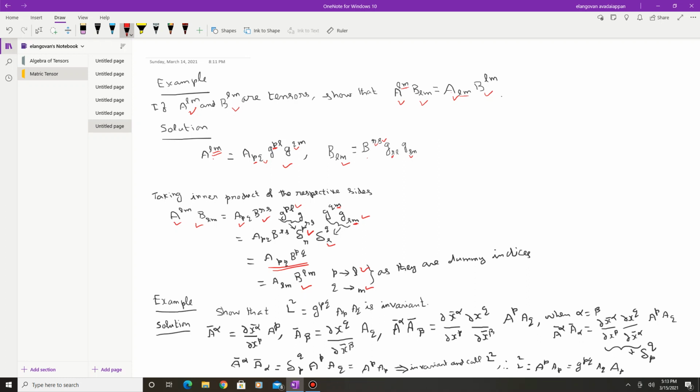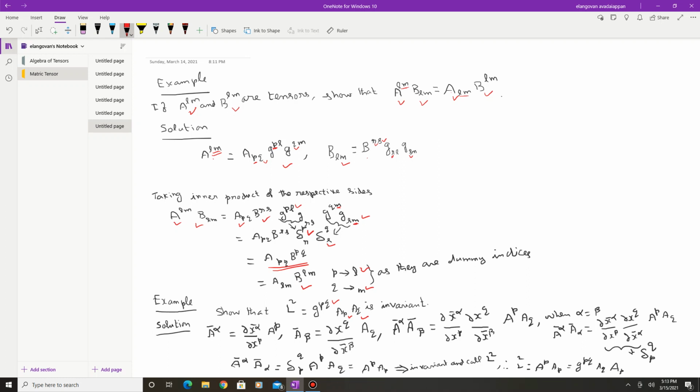Now take one more example. Show that L square is equal to GPQ, this is a contravariant metric tensor, AP, AQ. AP is a covariant vector and AQ is another covariant vector, so that this is invariant.